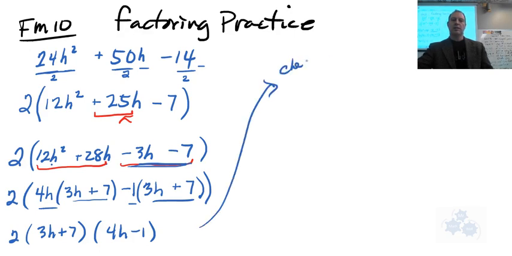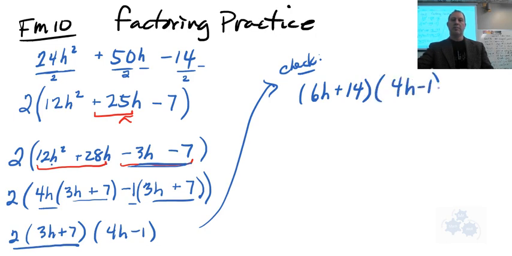So let's just check this. Okay, what's 2 times 3h plus 7? That's going to be 6h plus 14. I need to multiply that by 4h minus 1. FOIL method, or distributing the terms, right?